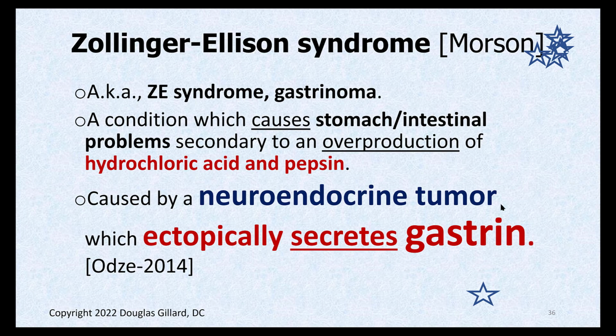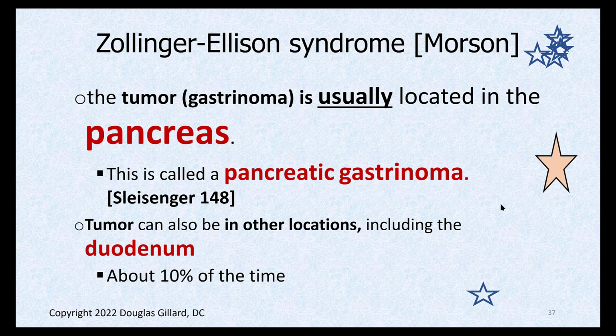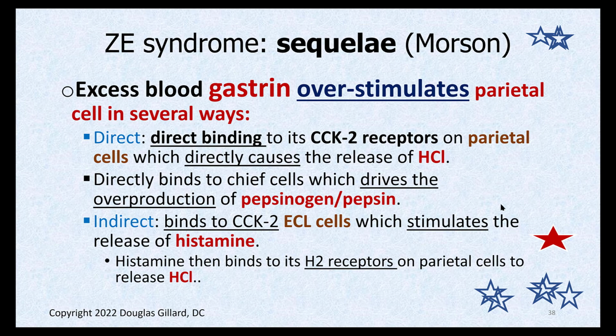All right, and the bad thing about the tumor, there's no way to shut it down. It's not like G cells where you can shut the thing down with somatostatin and other things. So there's no way to shut it off, and it just overproduces gastrin. This tumor of gastrin-secreting cells usually is found in the pancreas. Therefore, it's often called a pancreatic gastrinoma. It can be in the duodenum about 10% of the time.